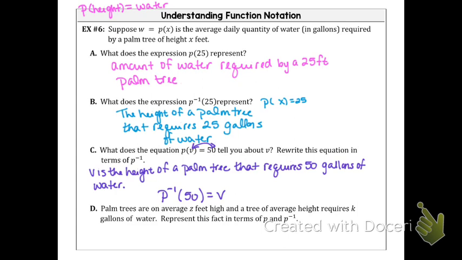All right. D says palm trees are on average Z feet high, and a tree of average height requires K gallons of water. Represent this fact in terms of P and the inverse of P. So P of the height, it says, is Z, equals the amount of water, which is K. And so if we're going to do the inverse, remember, just switch your X and Y, switch your input and your output. In this case, switch your K and your Z for the inverse.